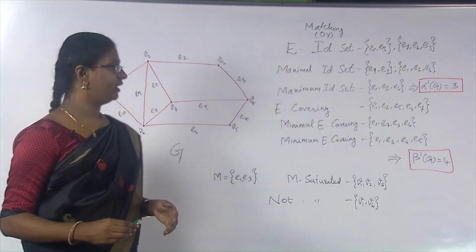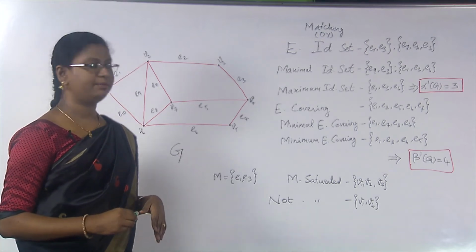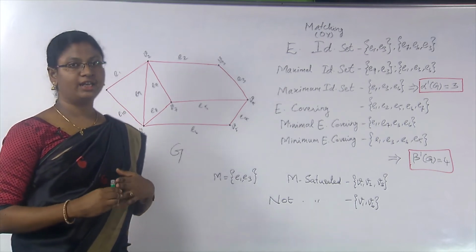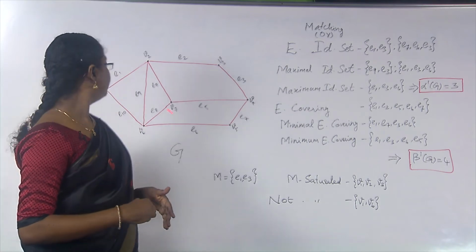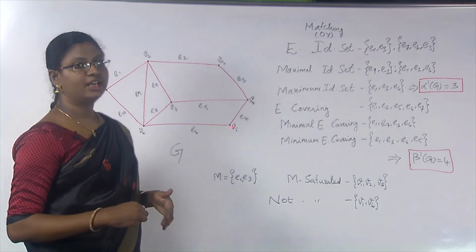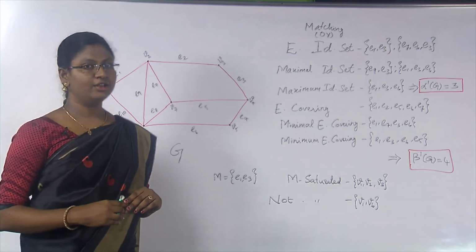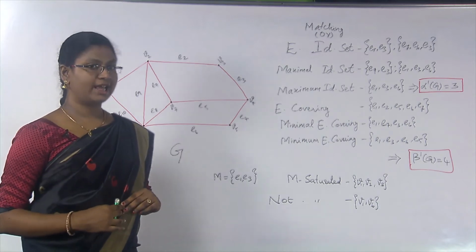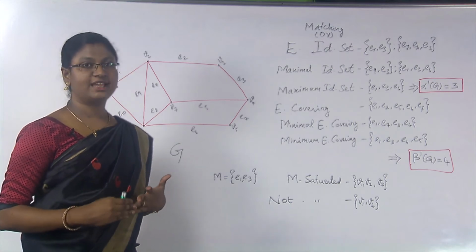Next, we will find edge covering as well as minimum edge covering for the same graph G. By edge covering, we mean a set of edges that cover all the vertices of the graph. Here we have 7 vertices. We already know each edge will cover exactly 2 vertices. So, as we have 7 vertices here, we should have at least 4 edges to cover all the 7 vertices.